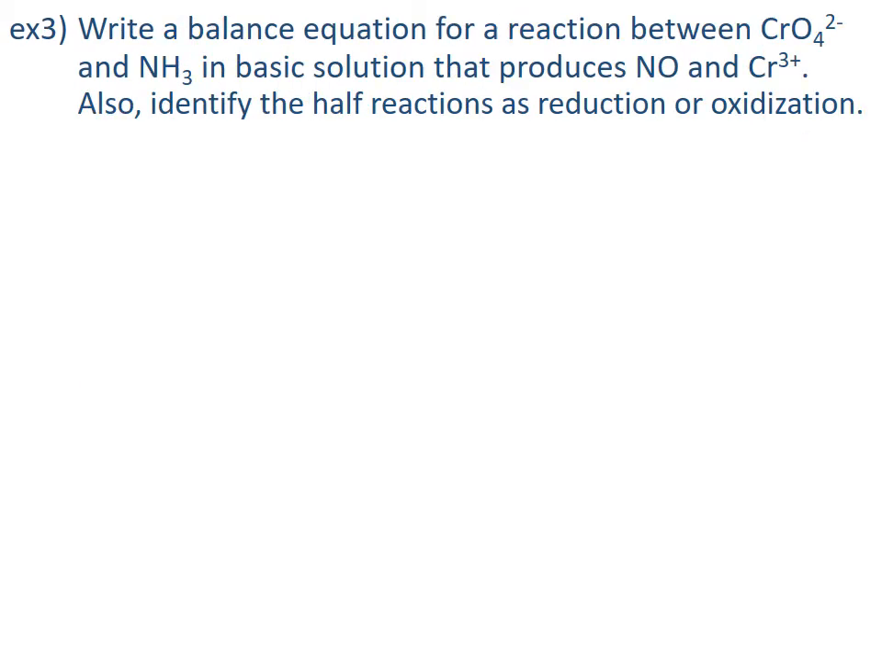Example 3, write a balanced equation for a reaction between chromate and ammonia in basic solution that produces nitrogen monoxide and chromium-3 ion. Also, identify the half reactions as reduction or oxidation. So first we have chromate turning into chromium 3 ion.